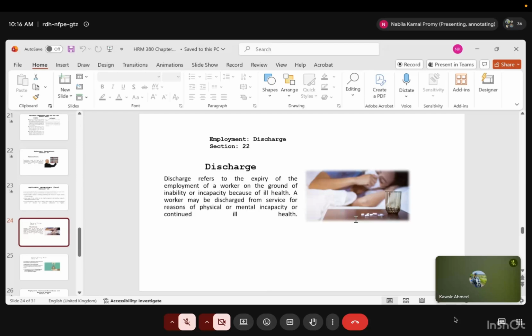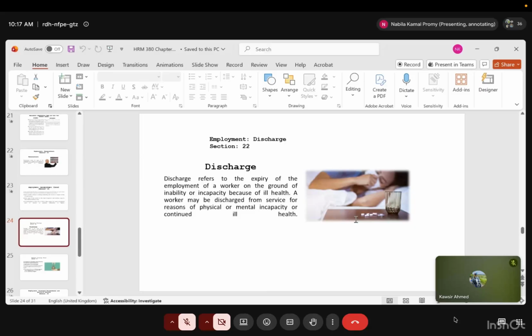Now, in slide number 24, we are talking about discharge. Again, it is where an employee is leaving the company. In case of discharge, what is happening? An employee is leaving the company, or we are terminating an employee on the ground of inability or incapacity because of ill health. So you will remove your employee from the job because the employee is not able to do the work because of some sort of physical limitation. While she is continuously sick, or let's say the employee met with an accident and became disabled, and that's why he or she cannot perform his or her duties anymore.